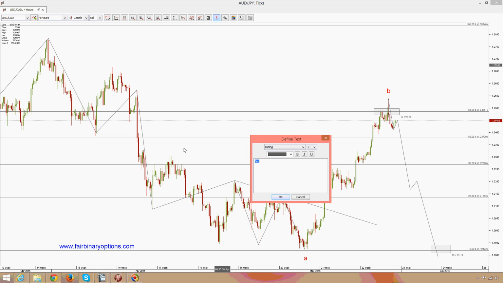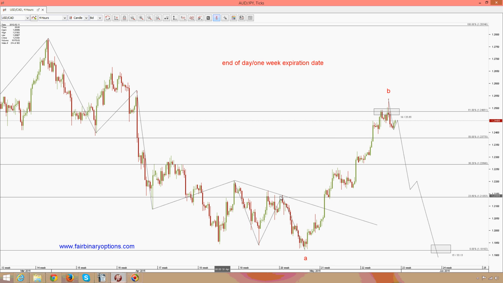The expiration date on the US dollar and Canadian dollar is, let's say, important. I would go with end of day expiration date today, but for the ones that are more conservative, you can go with 1 week expiration date, or even 1 month. Let's say end of day, end of 1 week, sorry, expiration date for US dollar and Canadian dollar, and that means 17 GMT this Friday or next Friday, as there are a lot of binary option brokers that are offering this kind of expiration date.